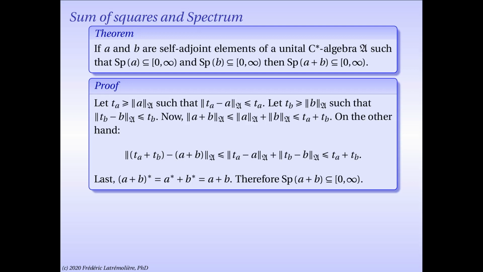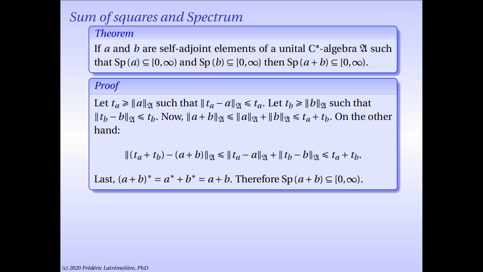Now, let's do a couple of simple calculations. First, note that by the triangle inequality, the norm of A plus B is less or equal than the norm of A plus the norm of B. And by assumption on our t's, that's less or equal than t sub A plus t sub B. So we have that the norm of A plus B is less or equal than t sub A plus t sub B. On the other hand, if you look at the norm of the sum t sub A plus t sub B minus the sum A plus B, then by rearranging the terms in an obvious manner and using the triangle inequality, this in turn is less or equal than t sub A plus t sub B again.